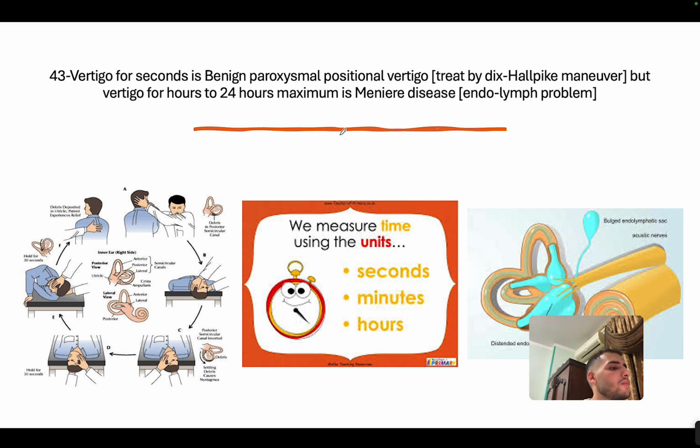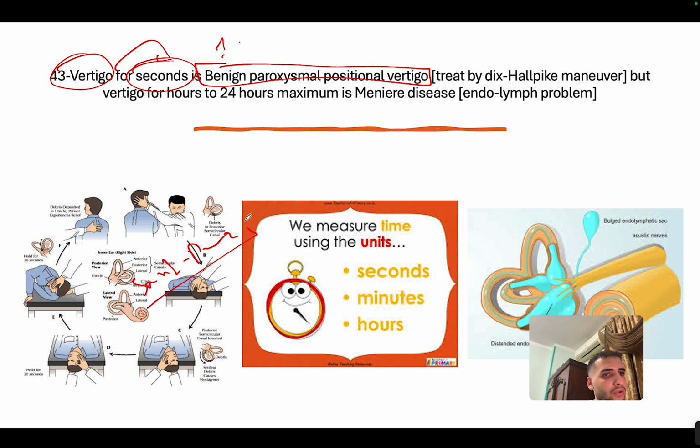Okay. The next thing is when you see vertigo. If you see vertigo for only seconds or 1 minute, 2 minutes maximum, this is called benign paroxysmal positional vertigo. And it's usually a problem that there are some sand-like particles here that are causing this vertigo, and you would treat it with something called the Dix-Hallpike maneuver, which would usually be that you would turn the person's head and these particles will somehow go into their own place.